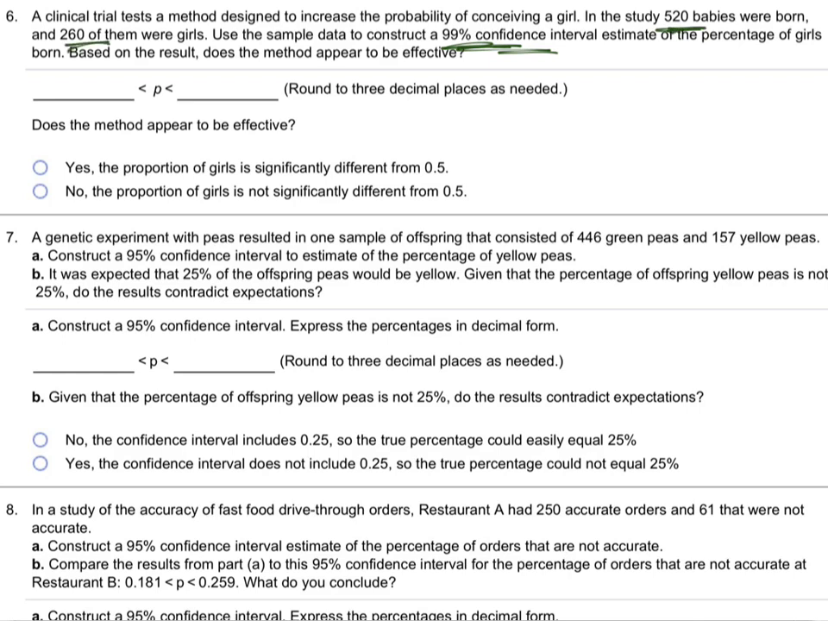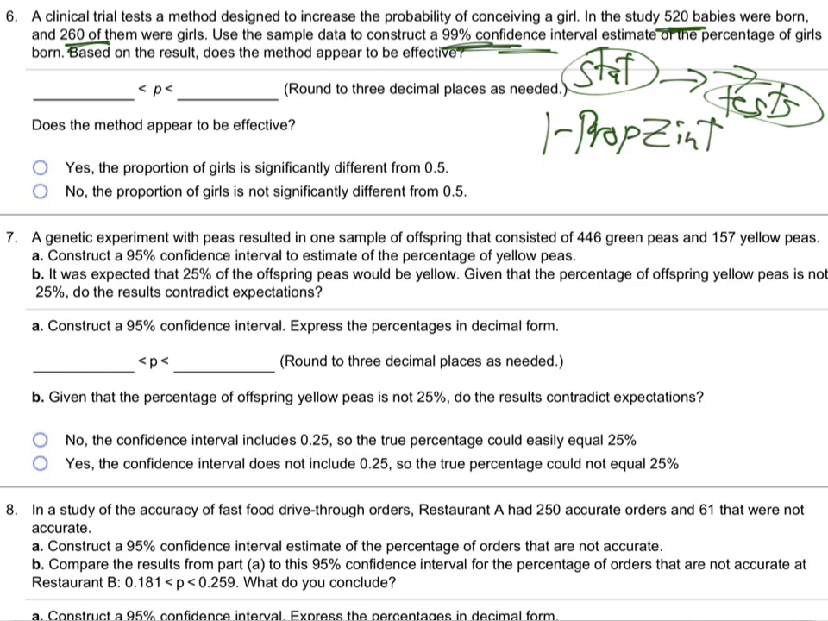520 babies born, 260 girls. Go to our stat menu, then tests. Hit enter and go down and choose 1 proportion Z interval. I don't know if it's A on everybody's calculator, but it is on mine. Put in the information.